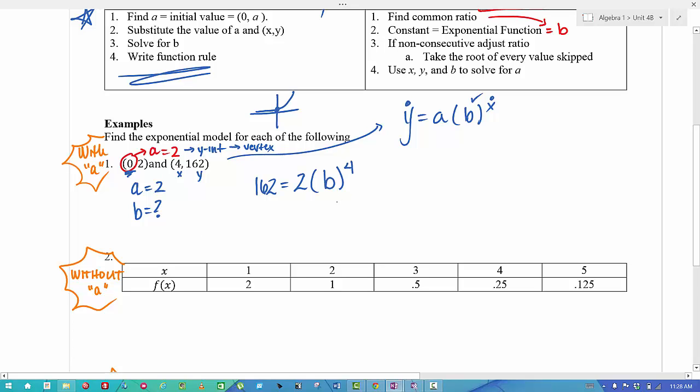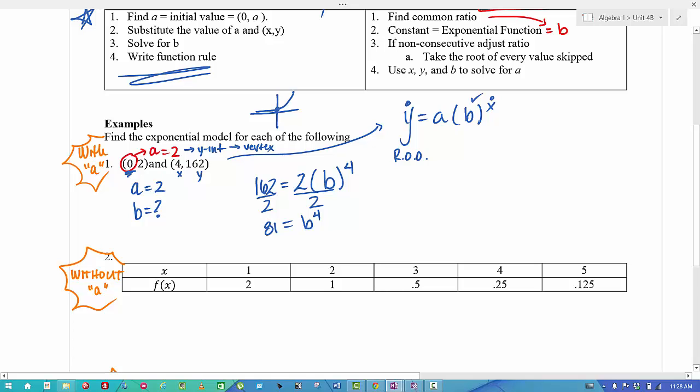Okay, so now we're set up. We only have one unknown. So we're going to go ahead and solve this. Again, standard solving procedures or reverse order of operations. In this case, we're going to deal with the multiplication before we get to the exponents. That's the way that goes. So we're going to go ahead and divide by 2. So that obviously equals 81, which is equal to B to the 4th. Now, we've got to get rid of an exponent of 4.